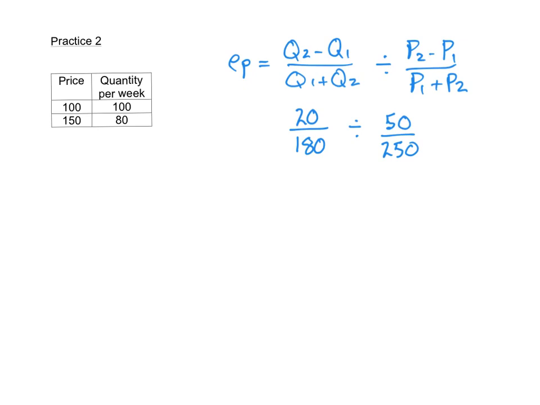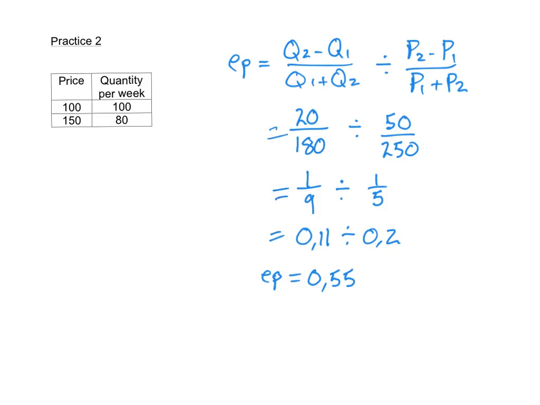Again, we can simplify the fractions. So it gives us 1/9 divided by 1/5. We don't have to do this part. We could have just taken 20 divided by 180, which gives us 0.11, and that is divided by 0.2, and the end result of that is that we have a price elasticity coefficient of 0.55. So remember that the fact that the coefficient value is less than 1 tells us that the demand for the product is inelastic.